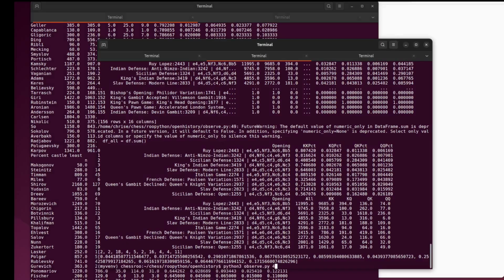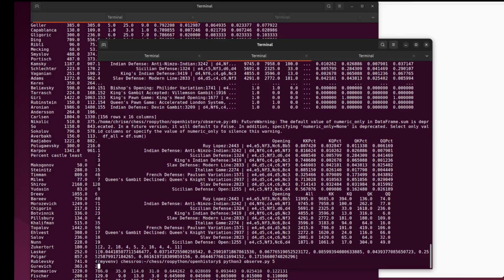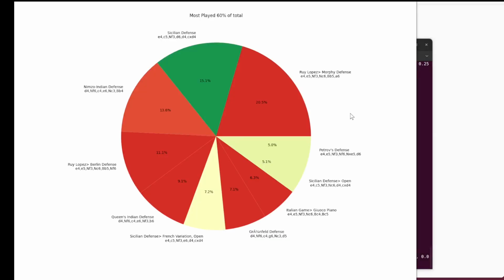Keep moving. As I say, stop and have a close look at these charts at any time you want to. I'm just going to go through them one by one. So now the top 10 most frequent lines at a ply of 6 is only 6% of the openings.